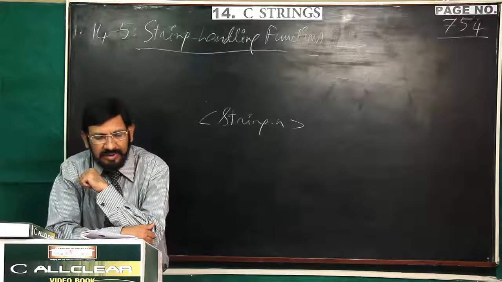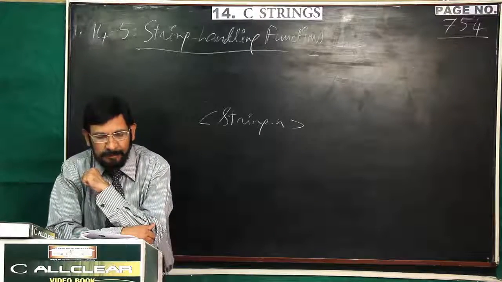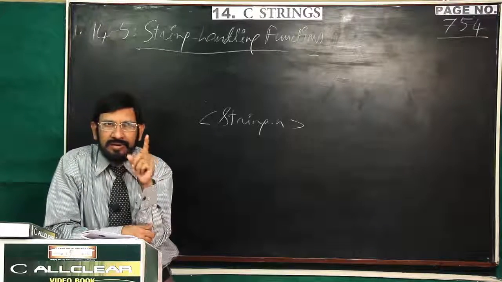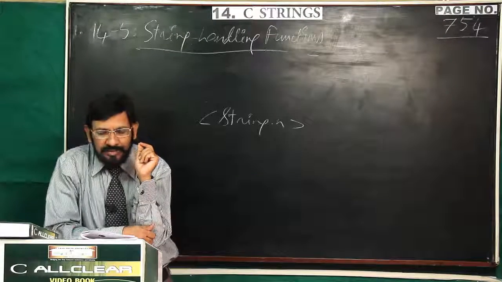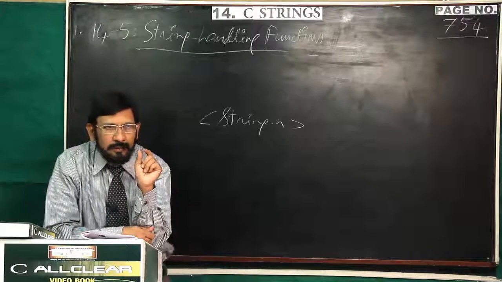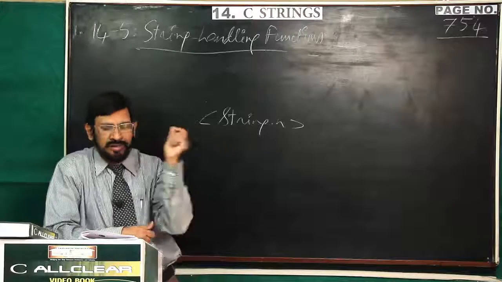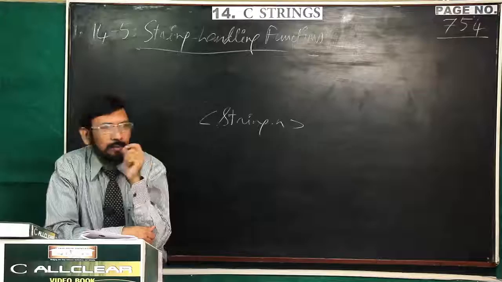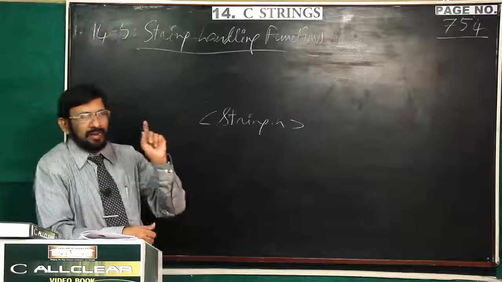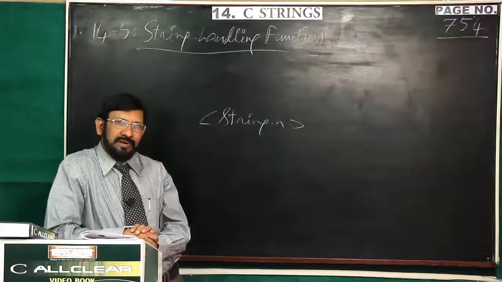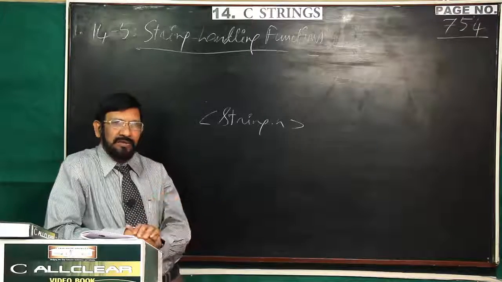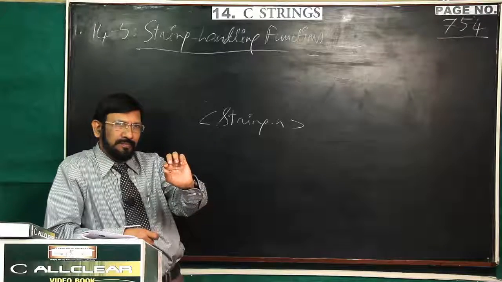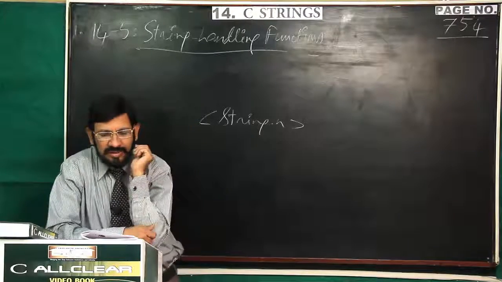strlen, page number 757. It returns the number of characters in a string. It does not include the null character. strcpy, string copy: a string is copied into another. strncpy: wherever n is there, it means a specified number of characters. Just to understand, a specified number of characters from one string are copied into another string.